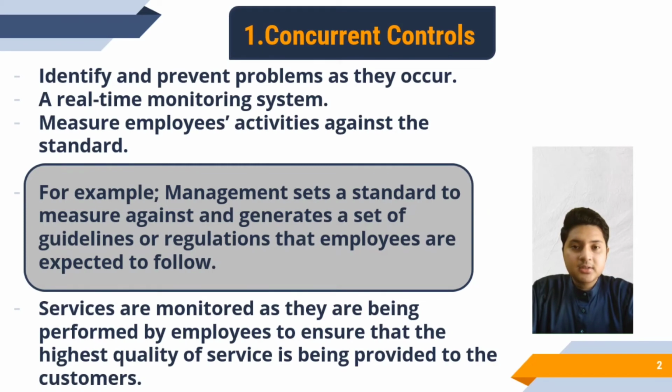Number 1 is concurrent control. Concurrent control involves identifying and preventing problems in an organization as they occur. And this means that the system is monitored in a real-time situation. Concurrent controls begin with standards, and all employee activities are measured against the standard.